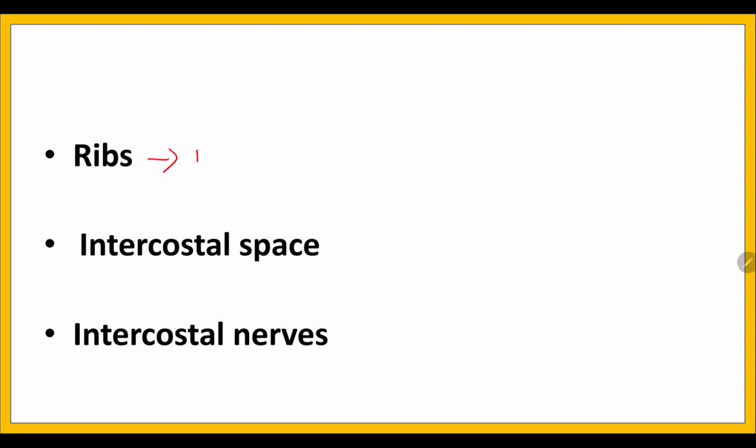We know we have 12 pairs of rib, and intercostal space is formed between the two ribs, and therefore there will be 11 intercostal spaces. Intercostal nerves are thoracospinal outflow, that is 1 to 11 anterior rami only.